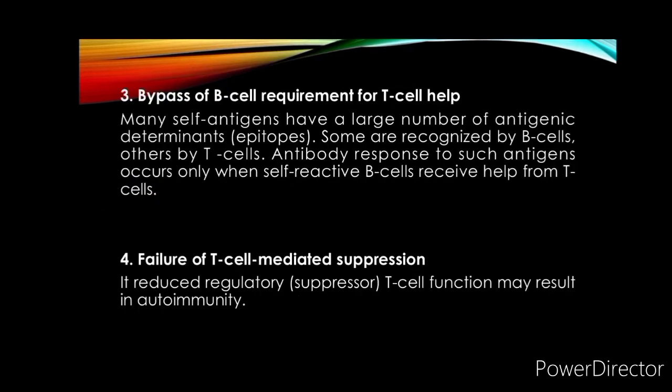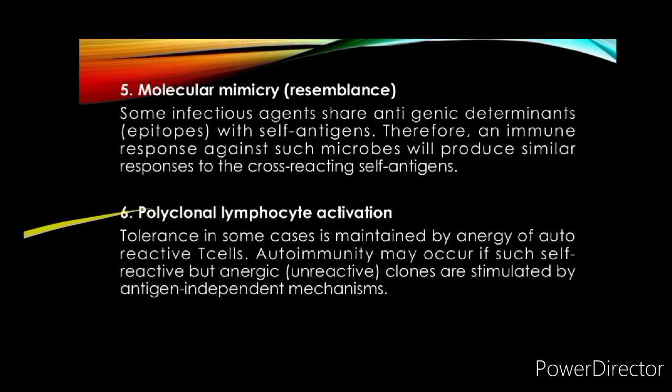Number 3. Bypass of B cell requirement for T cell help. Many self-antigens have a large number of antigenic determinants. Some are recognized by B cells, others by T cells. Antibody response to such antigens occurs only when self-reactive B cells receive help from T cells. Number 4. Failure of T cell mediated suppression. Reduced regulatory T cell function may result in autoimmunity.